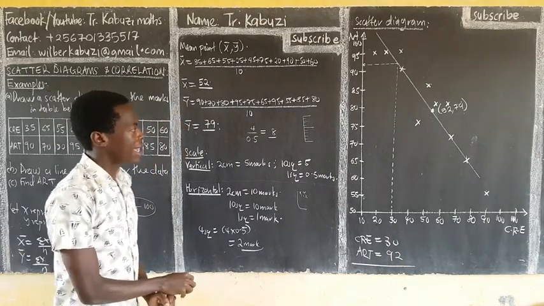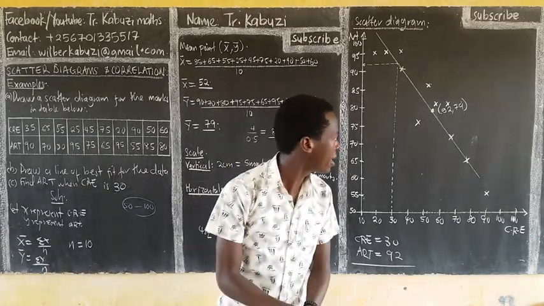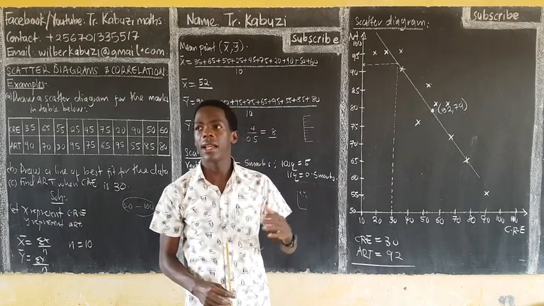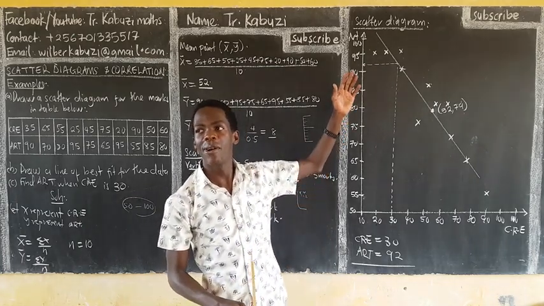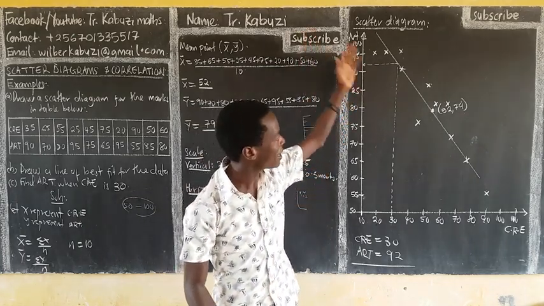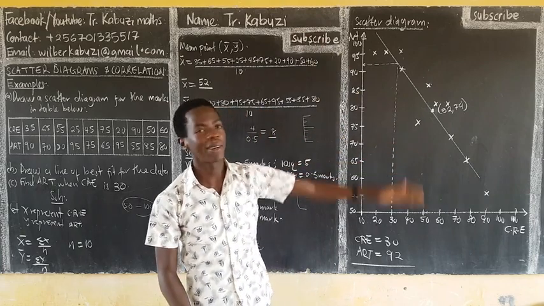So that's it, members. Unless you have a question, you can leave it in the comment section. Now this one is saying we are going to see a similar correlation, that this one is called a negative correlation, as you're going to see.